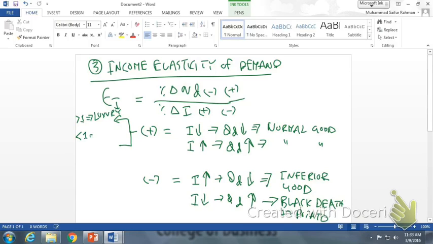And when my income increases and my quantity demanded increases, but the change is smaller, meaning that the income elasticity of demand is less than 1, we will call that a necessary good.